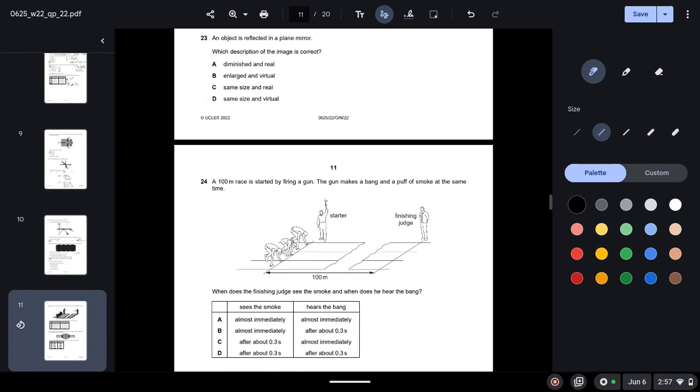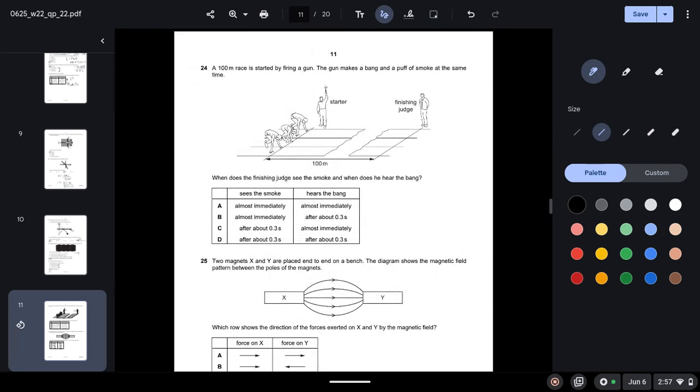An object is reflected in a plane mirror. Which description of the image is correct? Diminished and real. So this is wrong. Reflection in a plane mirror would not give you a diminished or a real image. Enlarged and virtual. It would be virtual but not enlarged. Same size and real. It won't be real. It would be virtual. Same size and virtual. Yes. So D is correct.